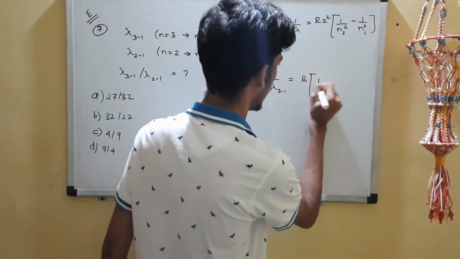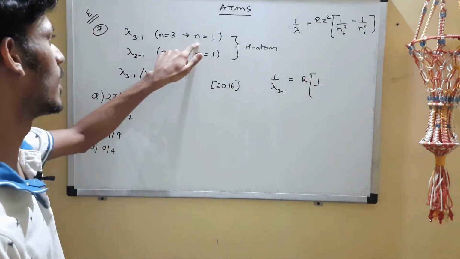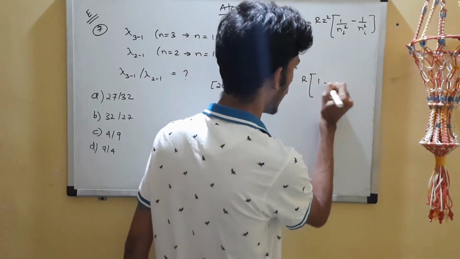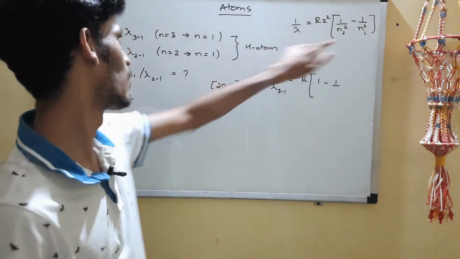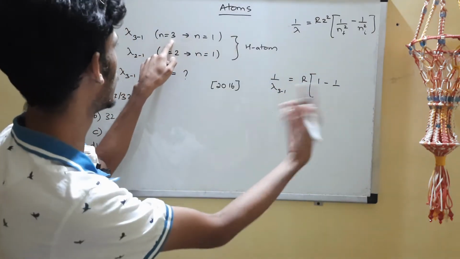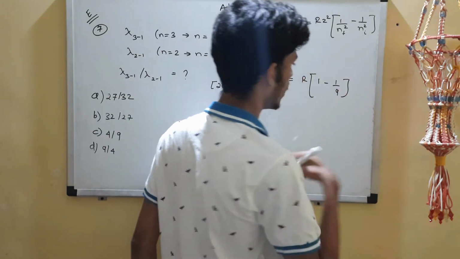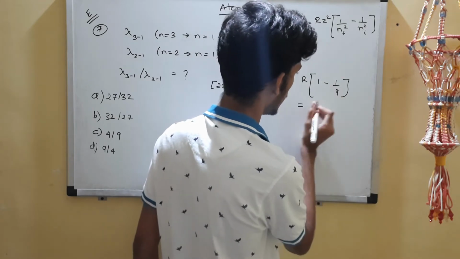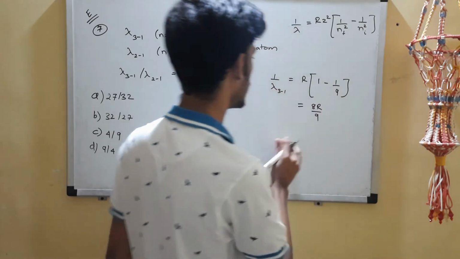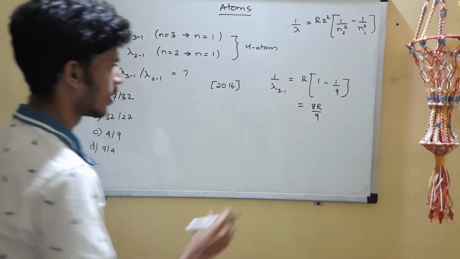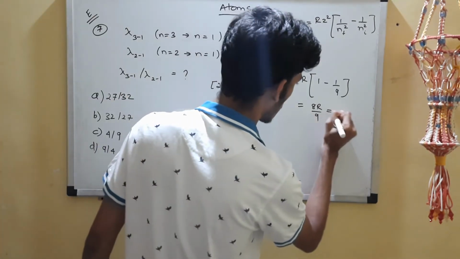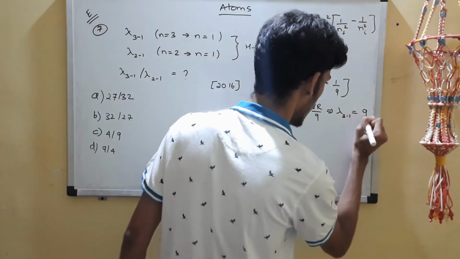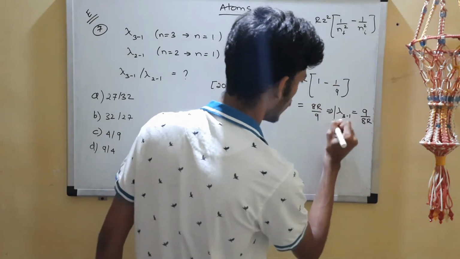Z is the atomic number, 1 divided by n final square. Finally the electron ends up in the first orbit, so 1 square, that is 1, minus 1 upon n initial square. Initially it is in the third one, so that is 9, okay. 3 square is 9, and 1 minus 1 by 9, that will be 9 minus 1, 8R by 9, okay. So this is the reciprocal of wavelength for this one, or we can write the wavelength from here, I'm just taking the reciprocal, so it is 9 by 8R, okay. So this is what we get.